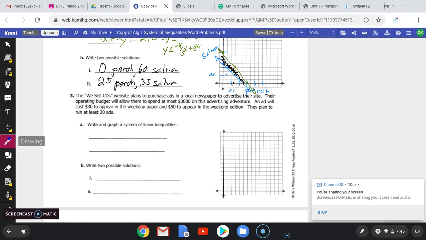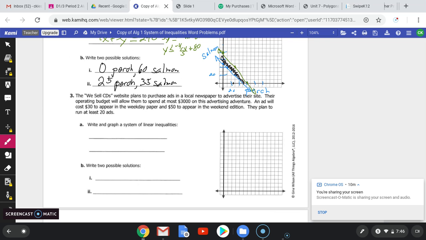I look at number 3. We sell CDs, plans, and so on. Their operator will spend no more on this advertising adventure. It costs $30 to appear in a weekday paper and $50 to appear in a weekend paper. They plan to run at least 20 ads. So we want to write a linear inequality to see what kind of ads we can have here.